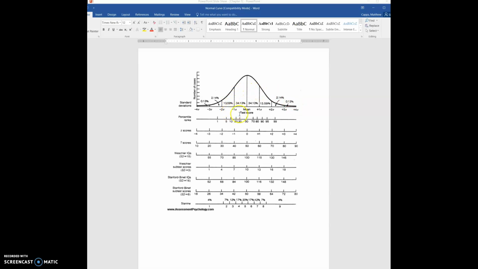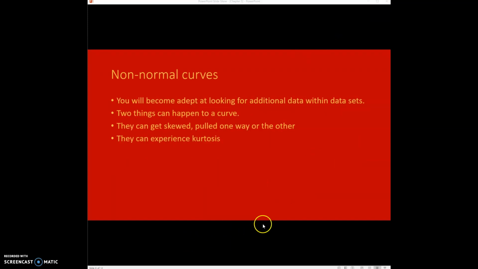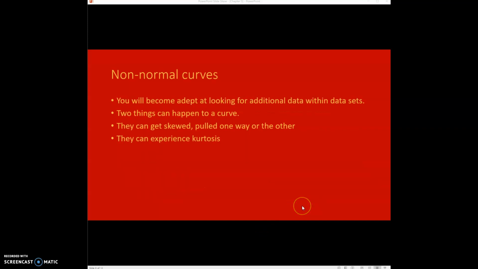So all scores that are normally distributed will have standard deviations. And if they're truly normally distributed, they'll look like this. The challenge for us is that doesn't actually happen very often. It is a very rare thing to see that, and actually what we normally end up with is a non-normal curve. So I'm going to pause here because these are 15-minute videos and start another one in just a second.